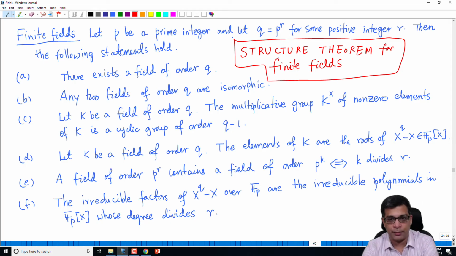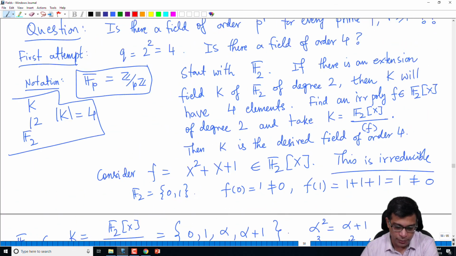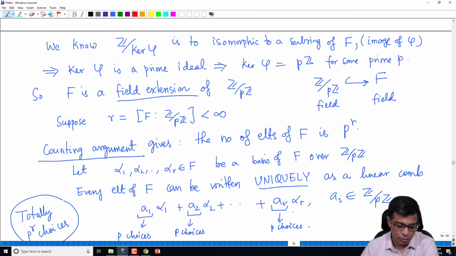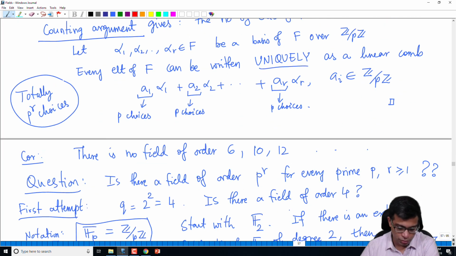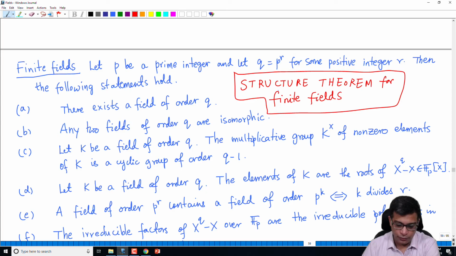If P is a prime number and Q is any power of P, the first statement is the answer to the question that we stated earlier: does there exist a field of order P power R for every P and R? And the answer is yes. I'm fixing an arbitrary P and an arbitrary R and taking Q to be P power R. The first statement is there exists a field of order Q.